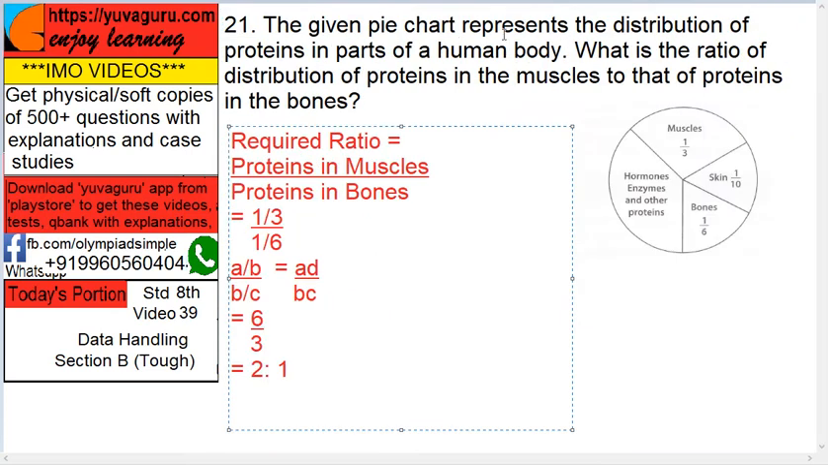The given pie chart represents the distribution of proteins in the parts of the human body. This is a pie chart, and these are the distribution of proteins in various parts of the body: muscles, skins, bones, hormones, enzymes, and others. That is the remaining part.